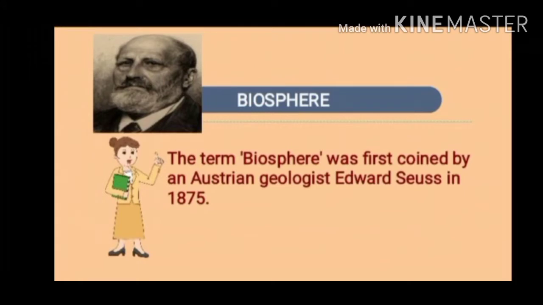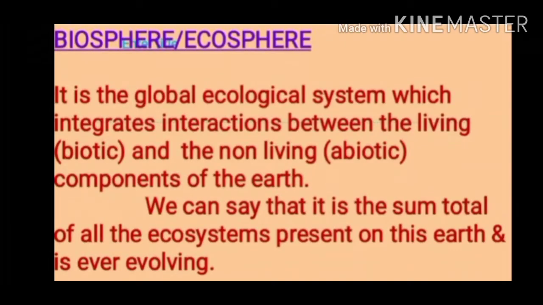Let's see another very important term of this chapter. This is biosphere. Children, the term biosphere was first coined by an Austrian geologist, Edward Suess, in 1875. Biosphere, which is also called as ecosphere, is the global ecosystem which integrates interactions between the living and the non-living components of the earth. We can say that it is the sum total of all the ecosystems present on this earth, and it is ever evolving.